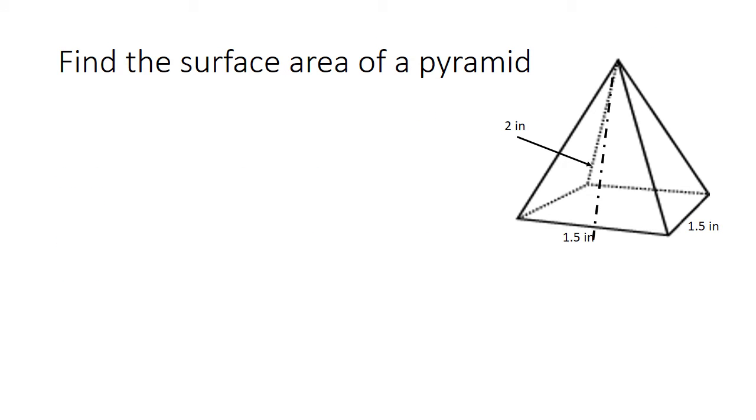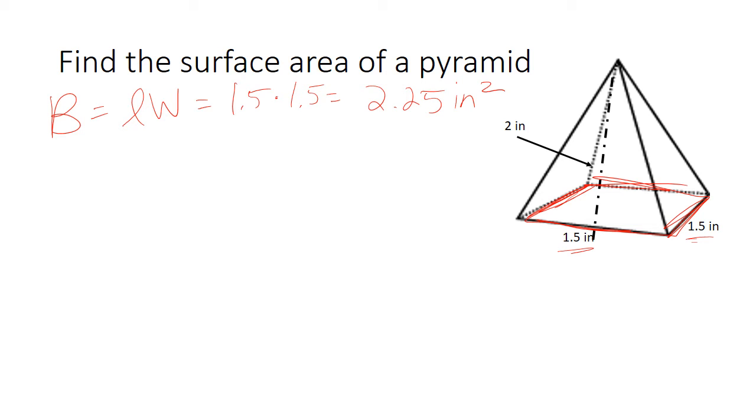So let's try one out where we are finding the surface area of this pyramid. First thing I'm going to do is look at the base and define which formulas I'm going to be using in my head. This one is a square because our sides are equal in length. So the first thing I'm going to find is the area of my base. My base is a rectangle, so I'm going to do length times width, which is 1.5 times 1.5, which is 2.25 inches squared. Now I'm going to find my perimeter. 1.5 plus 1.5 is 3, and then 1.5 on this side and 1.5 on that side is 3. So altogether my perimeter is 6 inches.